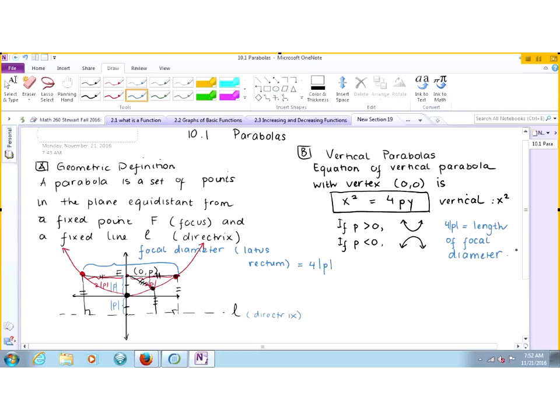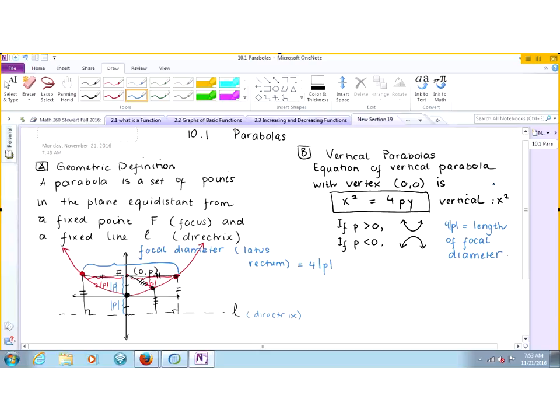So you want an example now? Or do you want me to go over the horizontal one first and then the example is mix and match? Probably better, right? So you can recognize, this is a vertical parabola versus the other one, a horizontal parabola. So let's do the horizontal parabolas and then we'll do an example, and then you can recognize this is vertical, this is horizontal.